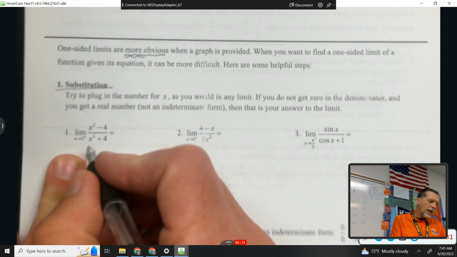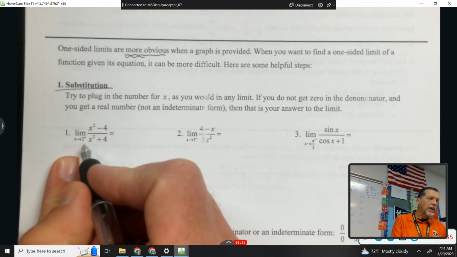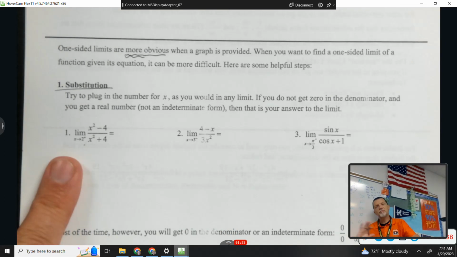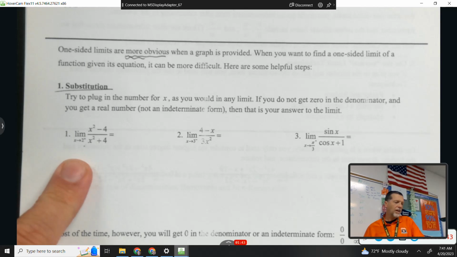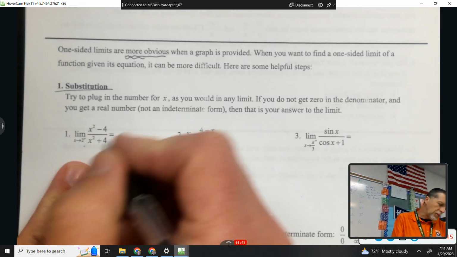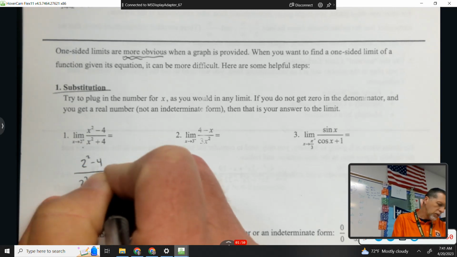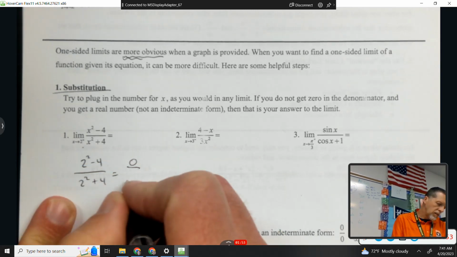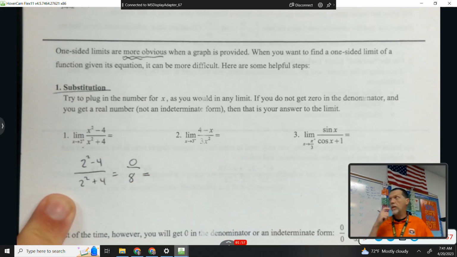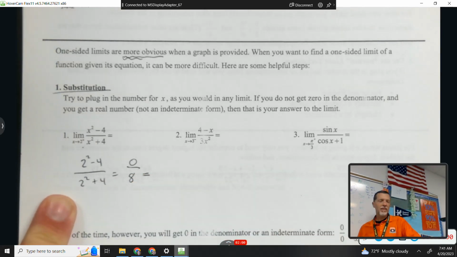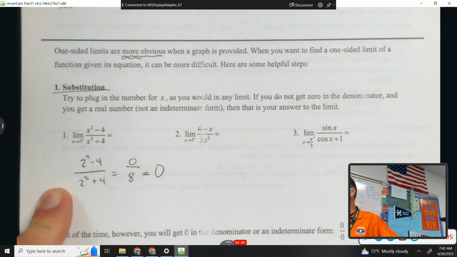So 2 plus seems a little bit like a weird number to plug in, but we're going to start by just plugging in 2. And if we get something normal, then we're good. It's when something weird happens that we have to worry about the one-sidedness of this limit. So let's plug in 2. 2 squared minus 4 over 2 squared plus 4. 0 over 8. What's 0 divided by 8? 0. So we're good. That's the answer, even though it's a one-sided limit.